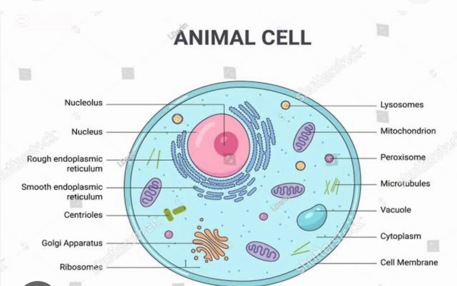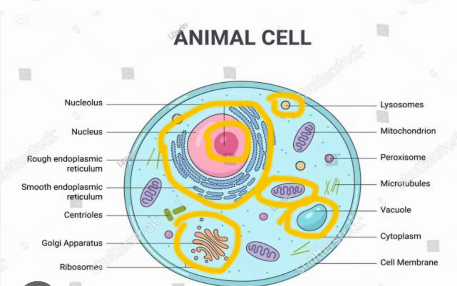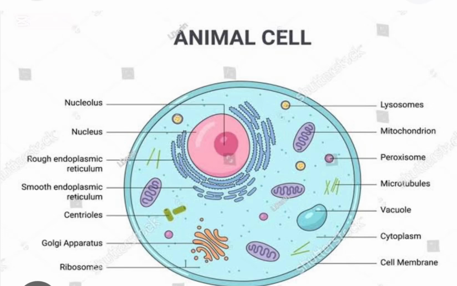On today's episode, we'll be talking about the different functions of the organelles in the animal cell. So these tiny cell organelles you see inside the cell, they are specialized structures and they carry out specific functions just like our organs in our human body.